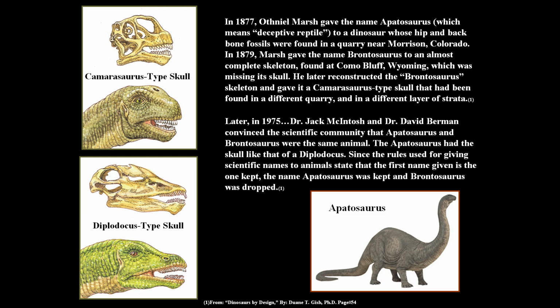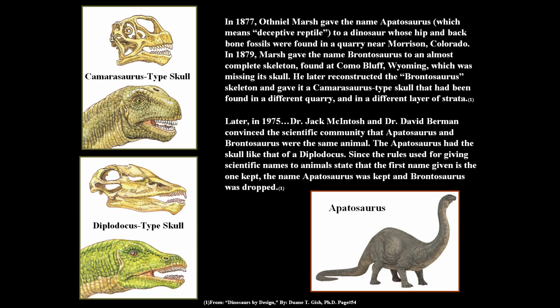Later in 1975, Dr. Jack McIntosh and Dr. David Berman convinced the scientific community that Apatosaurus and Brontosaurus were the same animal. The Apatosaurus had the skull like that of a Diplodocus. Since the rules used for giving scientific names to animals state that the first name given is the one kept, the name Apatosaurus was kept and Brontosaurus was dropped.